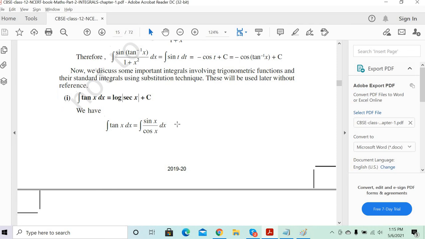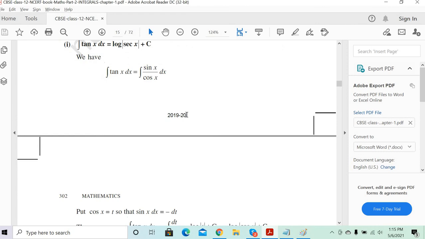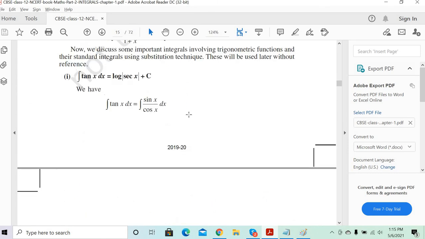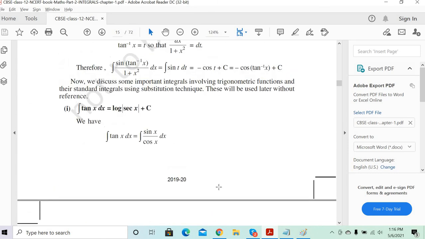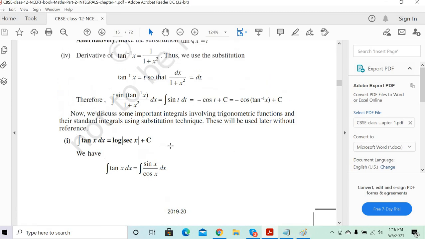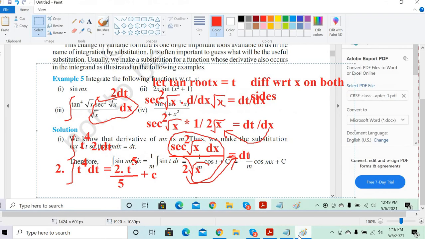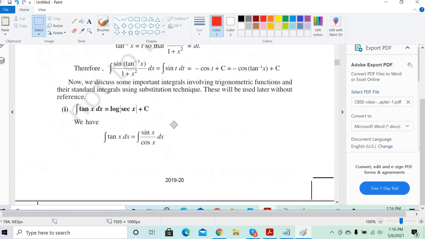Clear, Vijay, this part? So when you take cos x as t, and when you differentiate it, what will you get? I'm not sure, sir. This one's hard to do. Not sure? Okay, let me tell you how to do that. No problem, Vijay. We need to prove this part. I'll share my screen again and we'll do that.